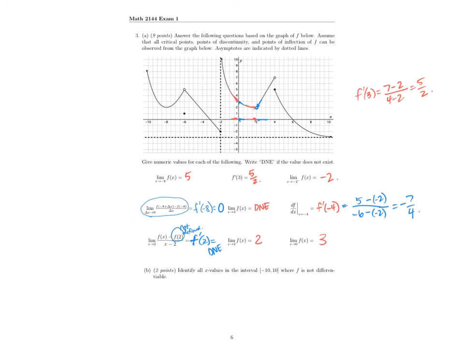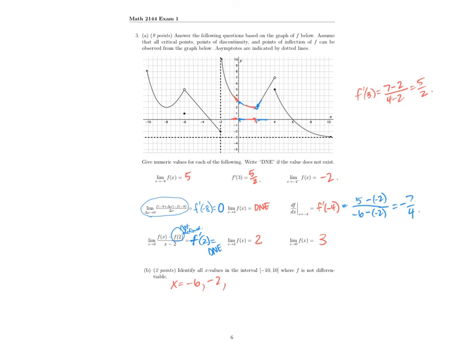Then identify all the x values on the interval where f is not differentiable. Okay, so any of those places where we have a cusp or a discontinuity and those kinds of things. So if we're rocking along here, we can see that we have a problem here at x equals -6. Okay, then we're continuous, so we're good here. But when we get to this point, we have this infinite discontinuity here at -2.